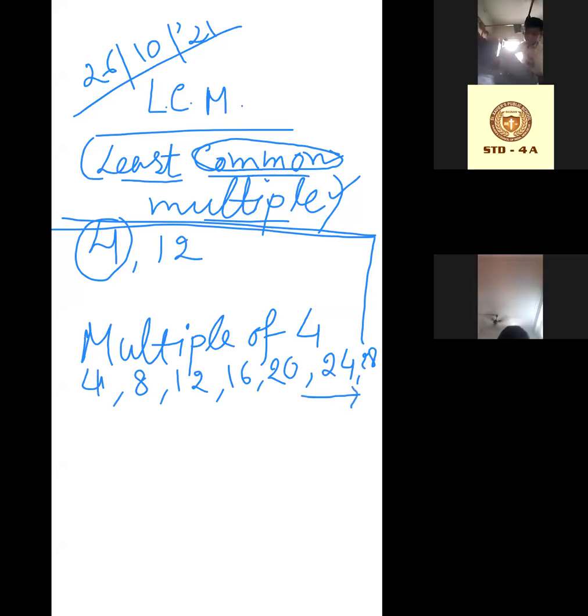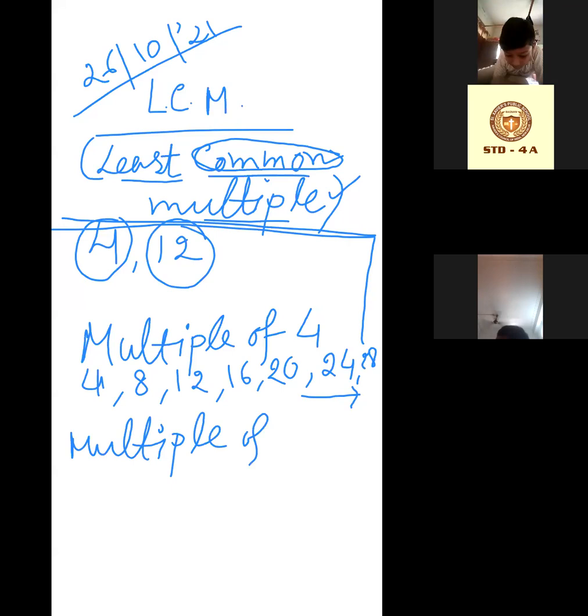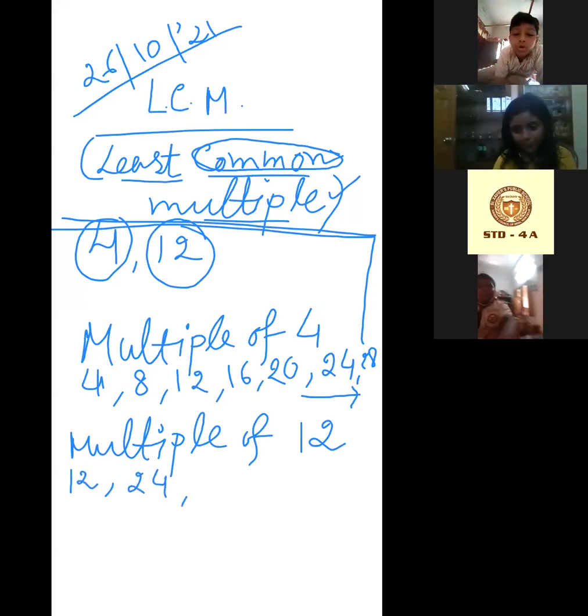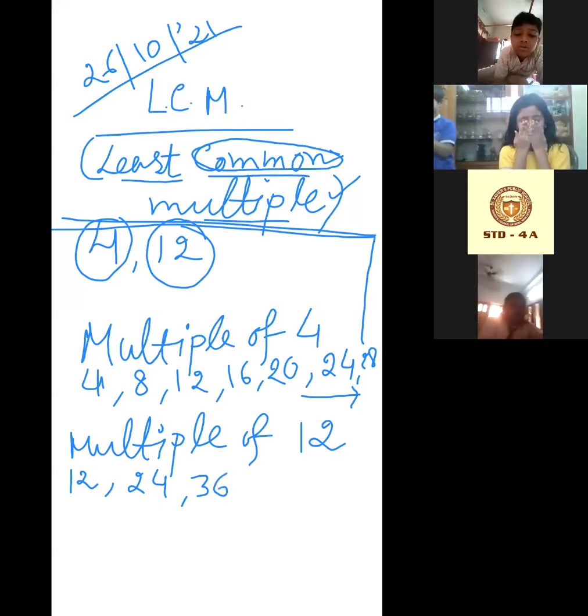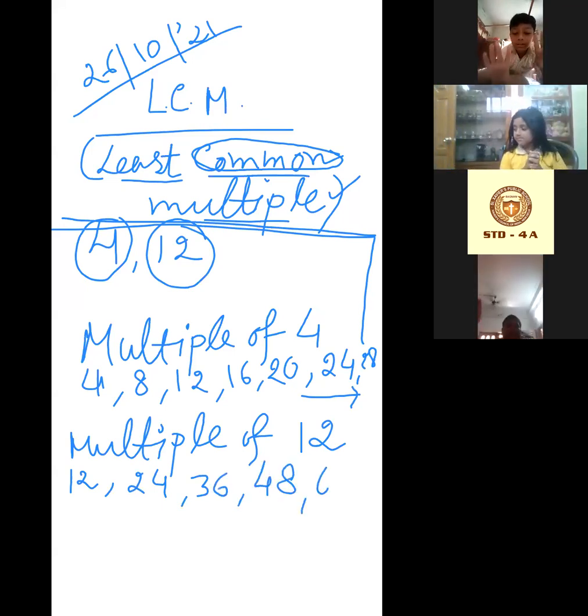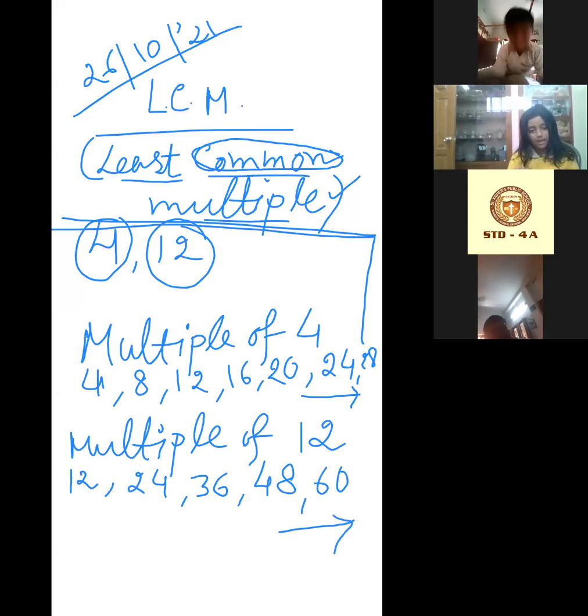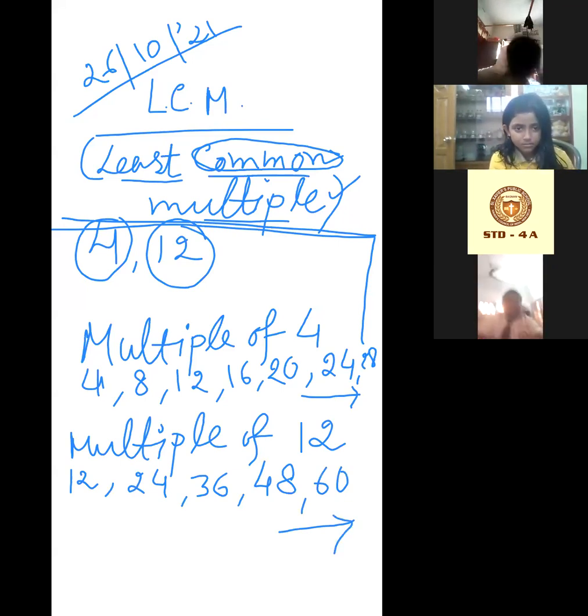Now look at this. Multiple of 12 we have to find. No need to write this, just try to understand. Multiple of 12. Look, 12 means what will we notice? 12 1 is 12, 12 2s are 24, 12 3s are 36, 12 4s are 48, 60, in this way it will go on. Yes or no?